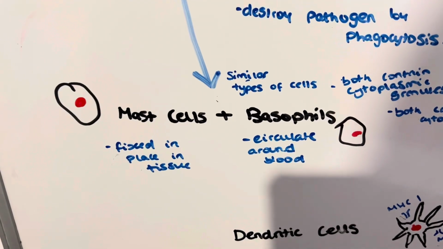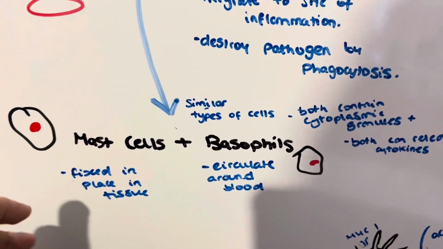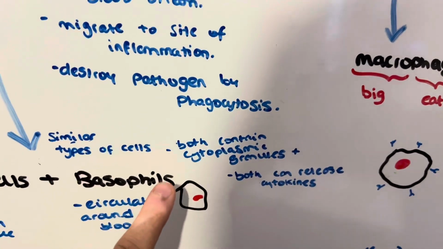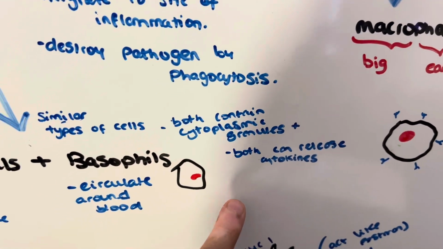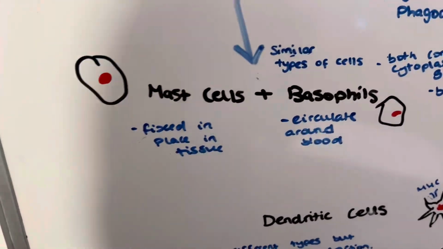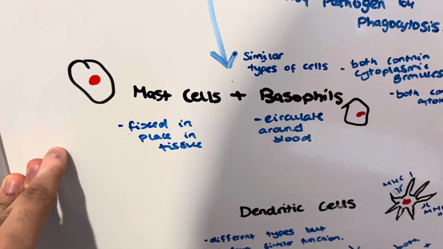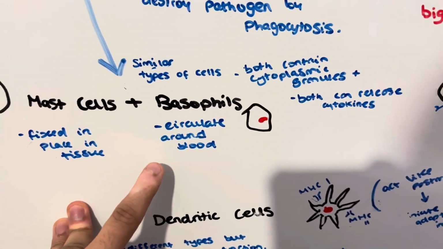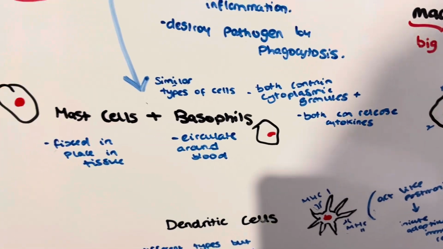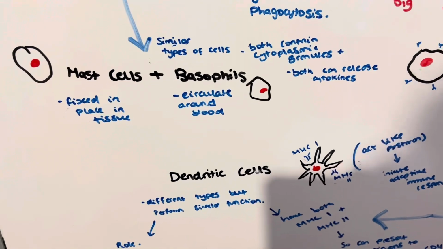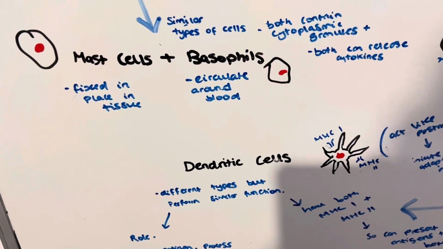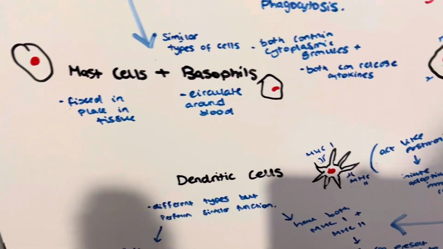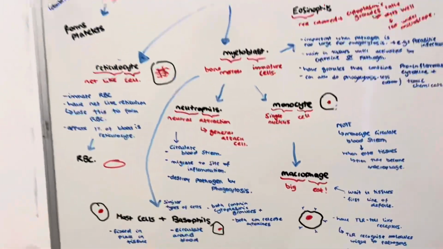Now, last category, or last two, we've got our myeloblasts, which lead into our mast cells and our basophils. I've linked these together because they're similar types of cells. They both contain cytoplasmic granules, and they both release cytokines. However, the main difference is that mast cells are fixed in place in tissues, whereas basophils circulate around the blood. The reason I made this video, even though this is very generic and basic, is so this is a skeleton for us to expand on later. Now that's basically the first category.